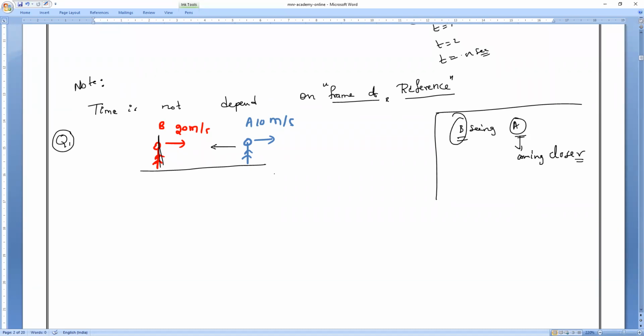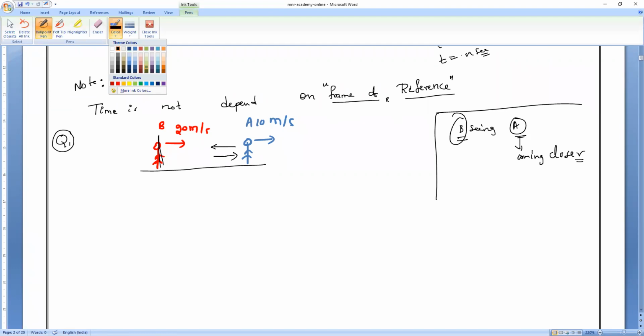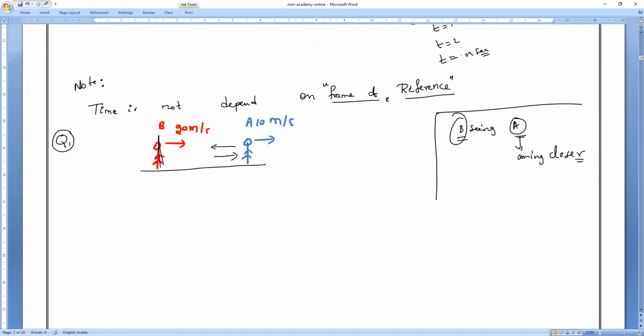Yes, sir. And A will feel B is coming in which direction? Like this direction. Is it right or wrong? Laksha? Pradosh, any doubt? Can I explain once again? No, sir. So observe very carefully. B is faster here and A is slower.